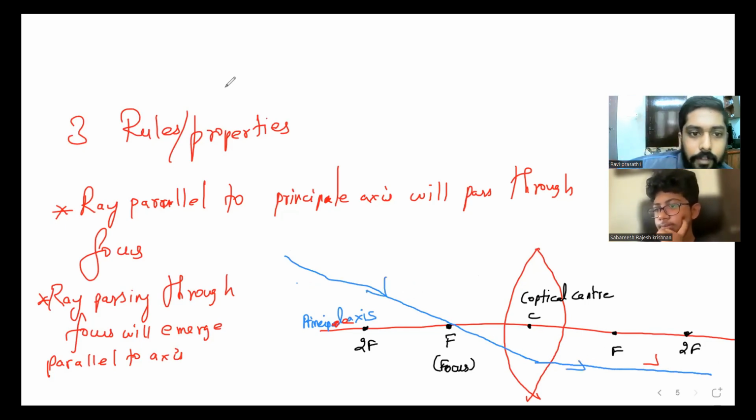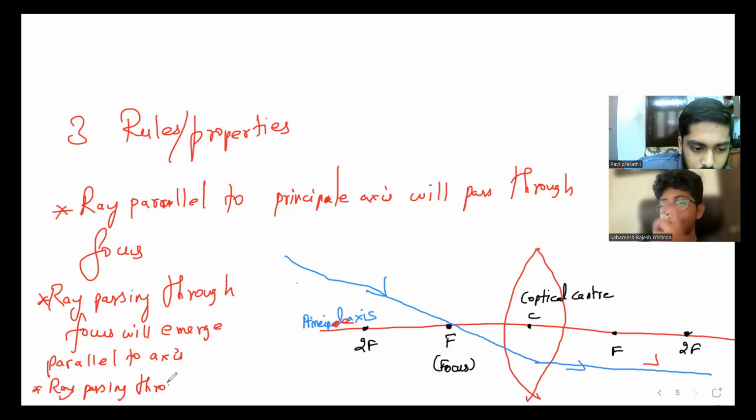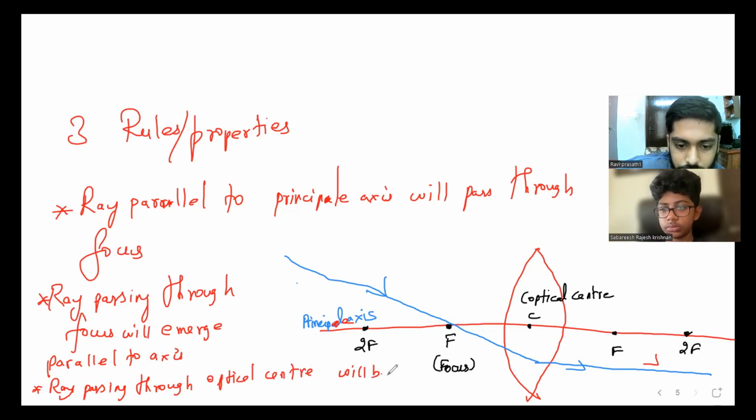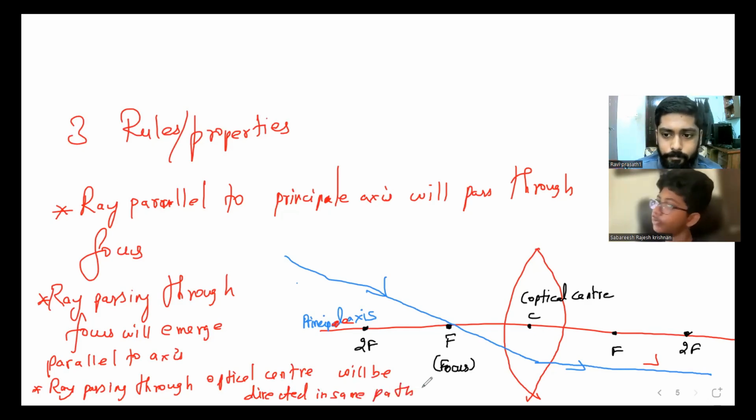Now the third law. A ray passing through the optical center will continue without being changed. It will be directed in the same path. You're clear with the three laws, right? Yes, sir. Using these three laws only, we are going to create the ray diagram itself.